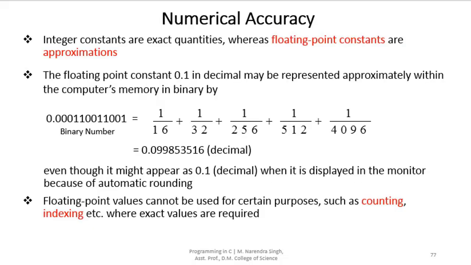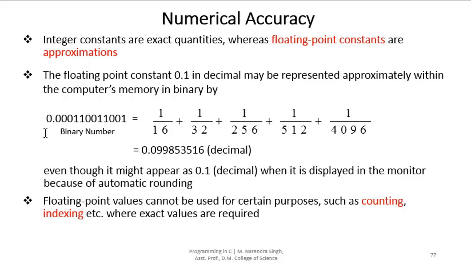Now let us come to numerical accuracy. Integer constants are exact quantities, whereas floating point constants are approximations. The floating point constant 0.1 in decimal may be represented approximately within the computer's memory in binary by 0.0001111001101. Now you can verify whether this is true or not.